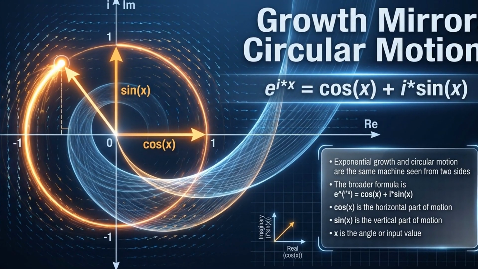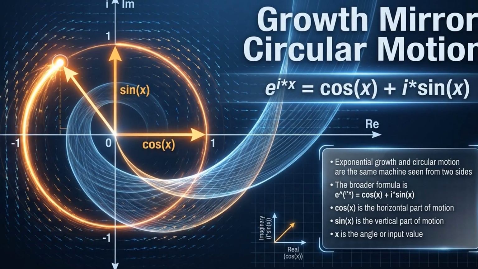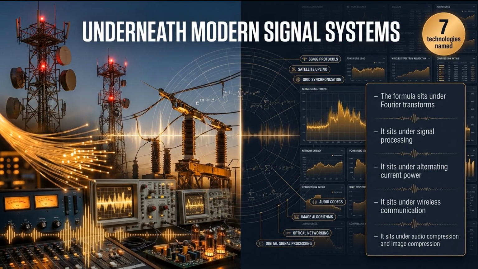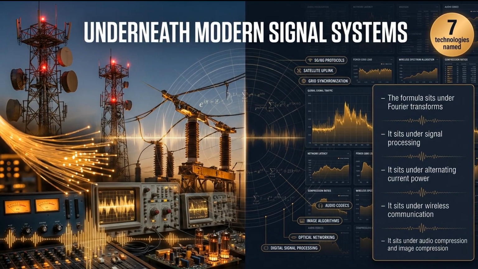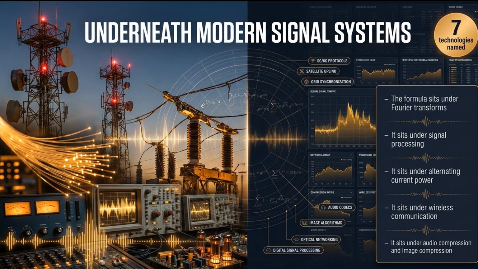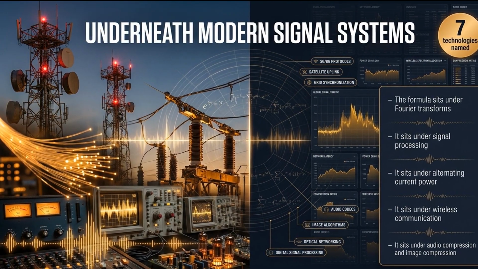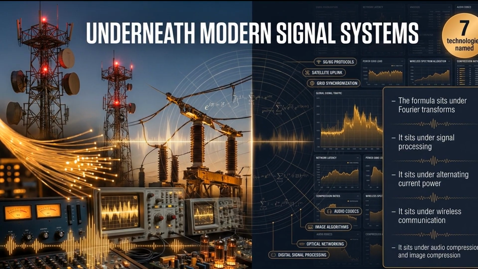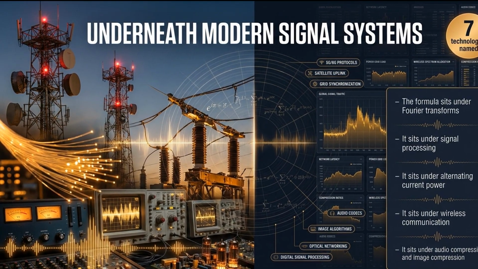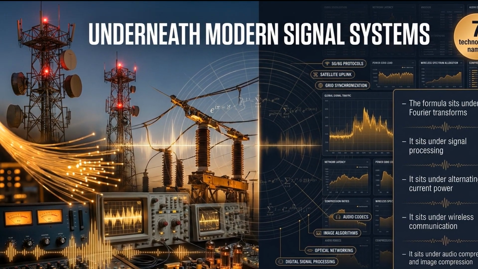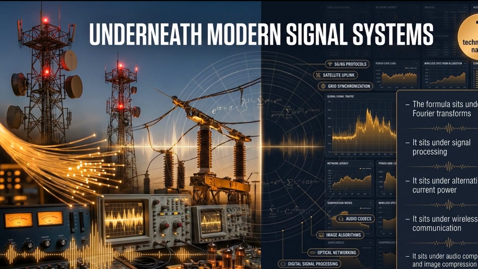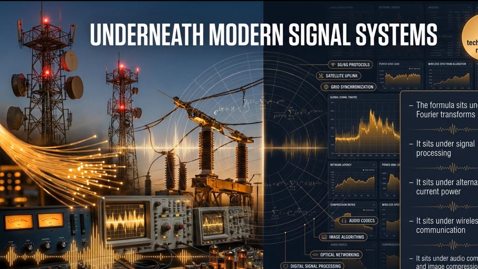The identity itself does not power modern technology. The broader formula behind it does. E to the ix equals cosine of x plus I sine of x. Here, E is the base of natural logarithms. I is the imaginary unit. X is the angle or input value. Cosine of x is the horizontal part of the motion. Sine of x is the vertical part of the motion.